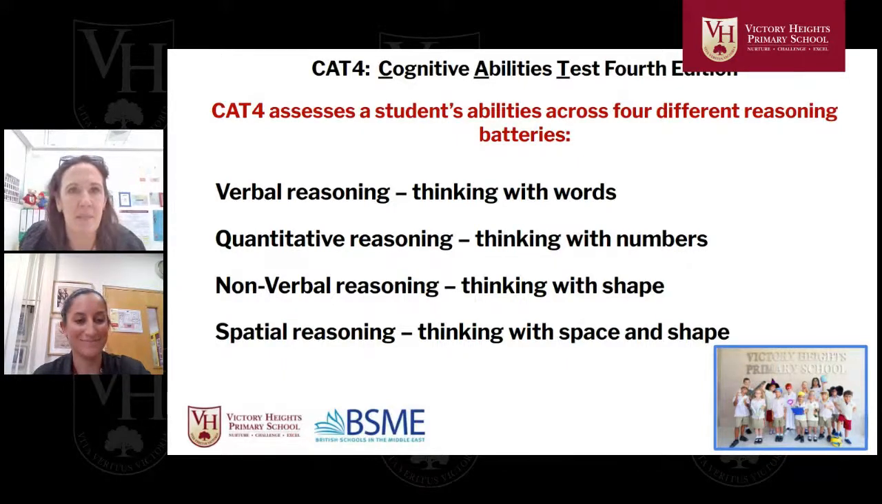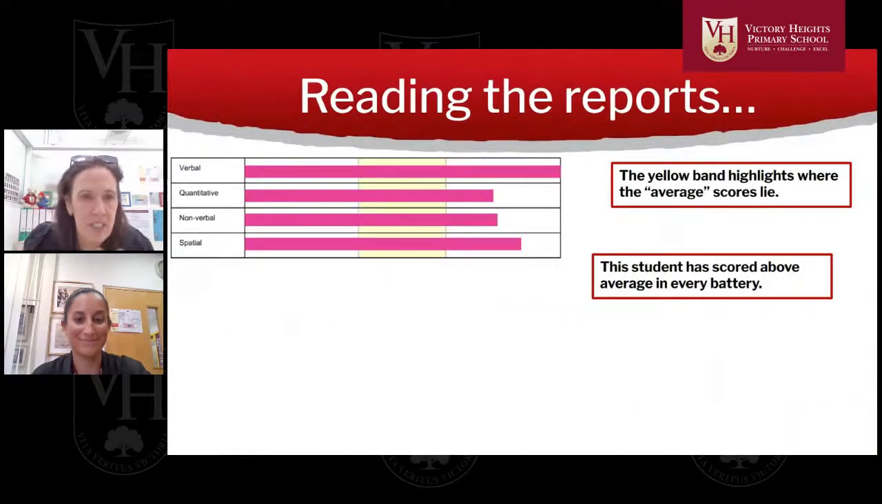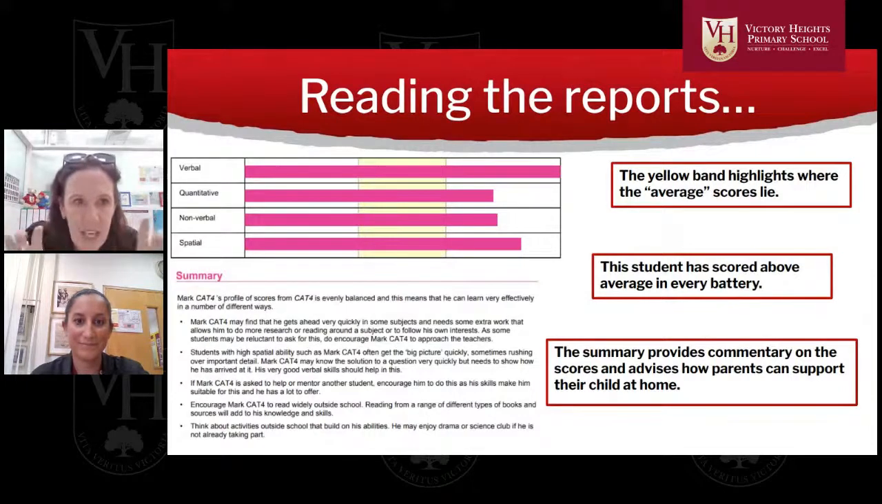So, as parents, the report you received would have looked a little bit like this. Let me just add a little bit there. So you would have had a table, and you can't really see the table here, but on your child's report, there is a yellow band that highlights the average of where the scores would lie.